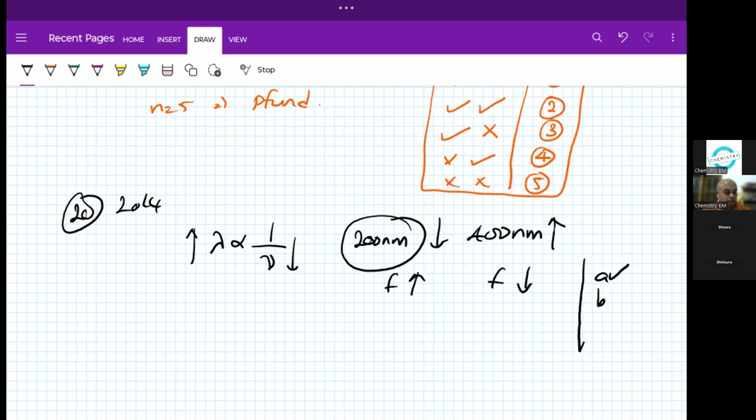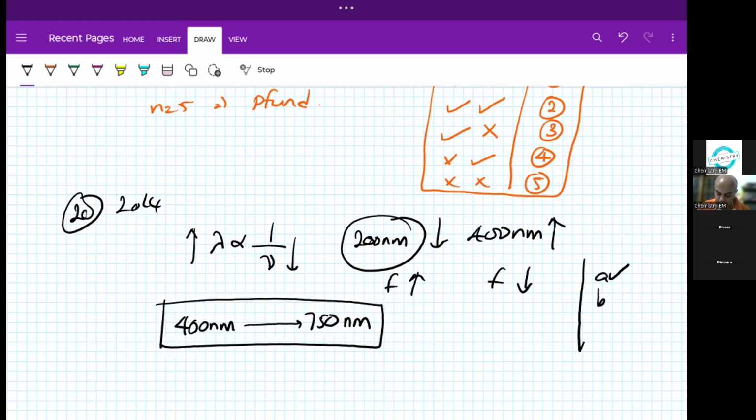Now let's take B. It is in the visible region of the electromagnetic spectrum. This is a direct theory question. They are expecting that we can remember the wavelength of the visible region. I have given this in your theory note as well. Usually the visible region ranges from 400 nanometers to 700 nanometers, roughly 750. This is the wavelength of the visible region.